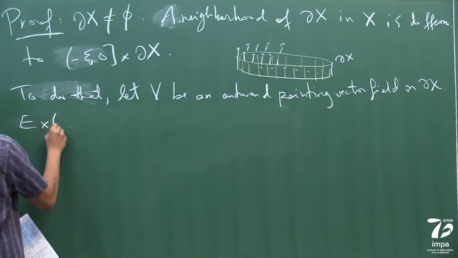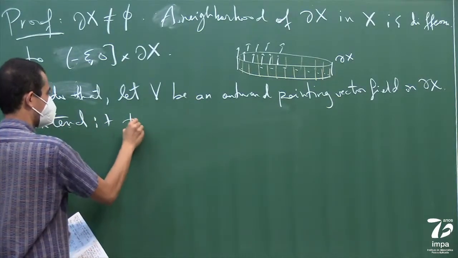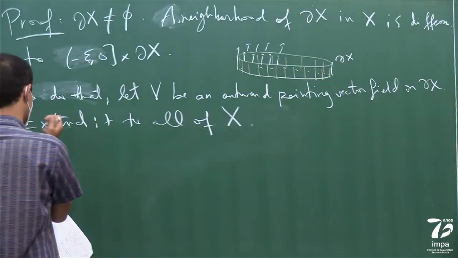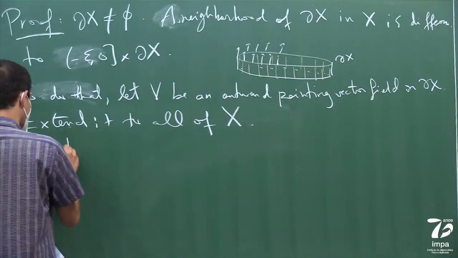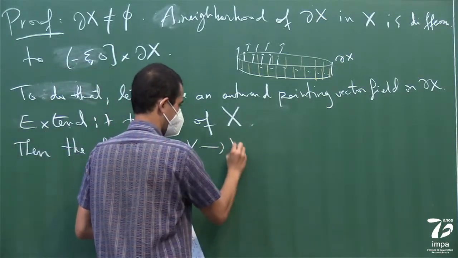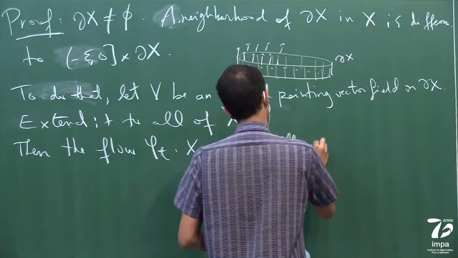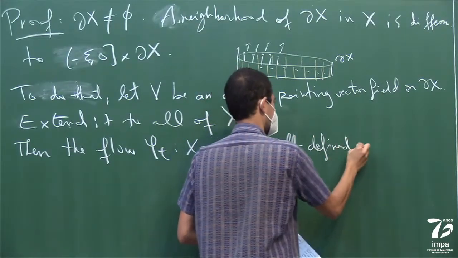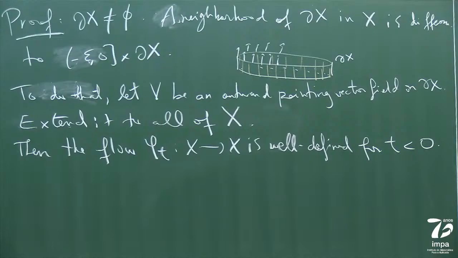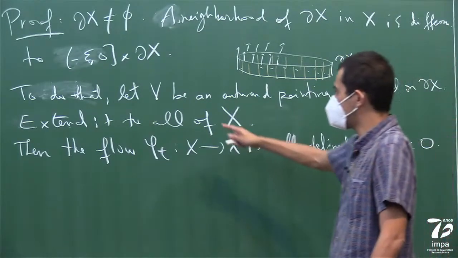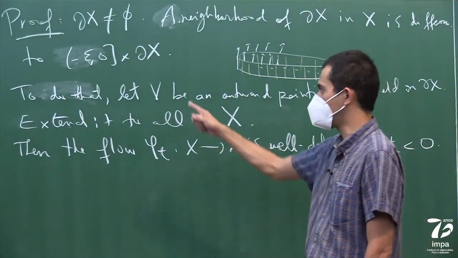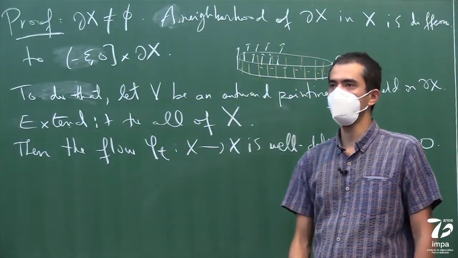So extend it to all of X, or maybe just a neighborhood, but you might as well do that. And then the flow is well defined for negative t. For positive t, it's not, because you're going to get out of the manifold. But for negative t, if you're doing the flow backwards, that's like doing the flow for minus V. So V will be an inward pointing vector field.